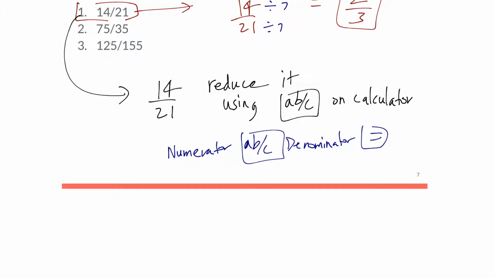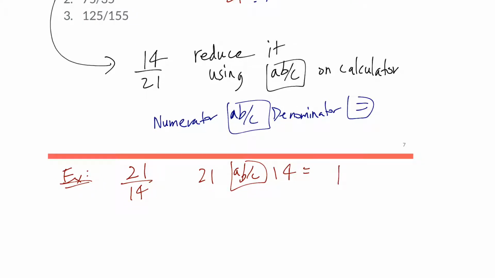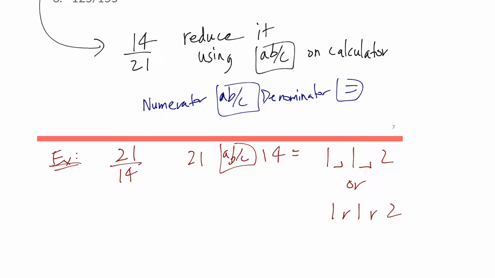Let me also end with one additional thing, which is imagine, as a different example, imagine you had the question as 21 over 14. We already know the answer, but let's say you were to do this on the calculator using the ABC button. What do you get now? Right, you're right. So when you do, again, 21 and then ABC, and then 14, your calculator will give you something like 1 and a fraction, 1 R 1 R 2, something like that, right? Yes? And what you should know about the calculator here is because your numerator was bigger than the denominator, the answer it gives you by default is a mixed fraction.